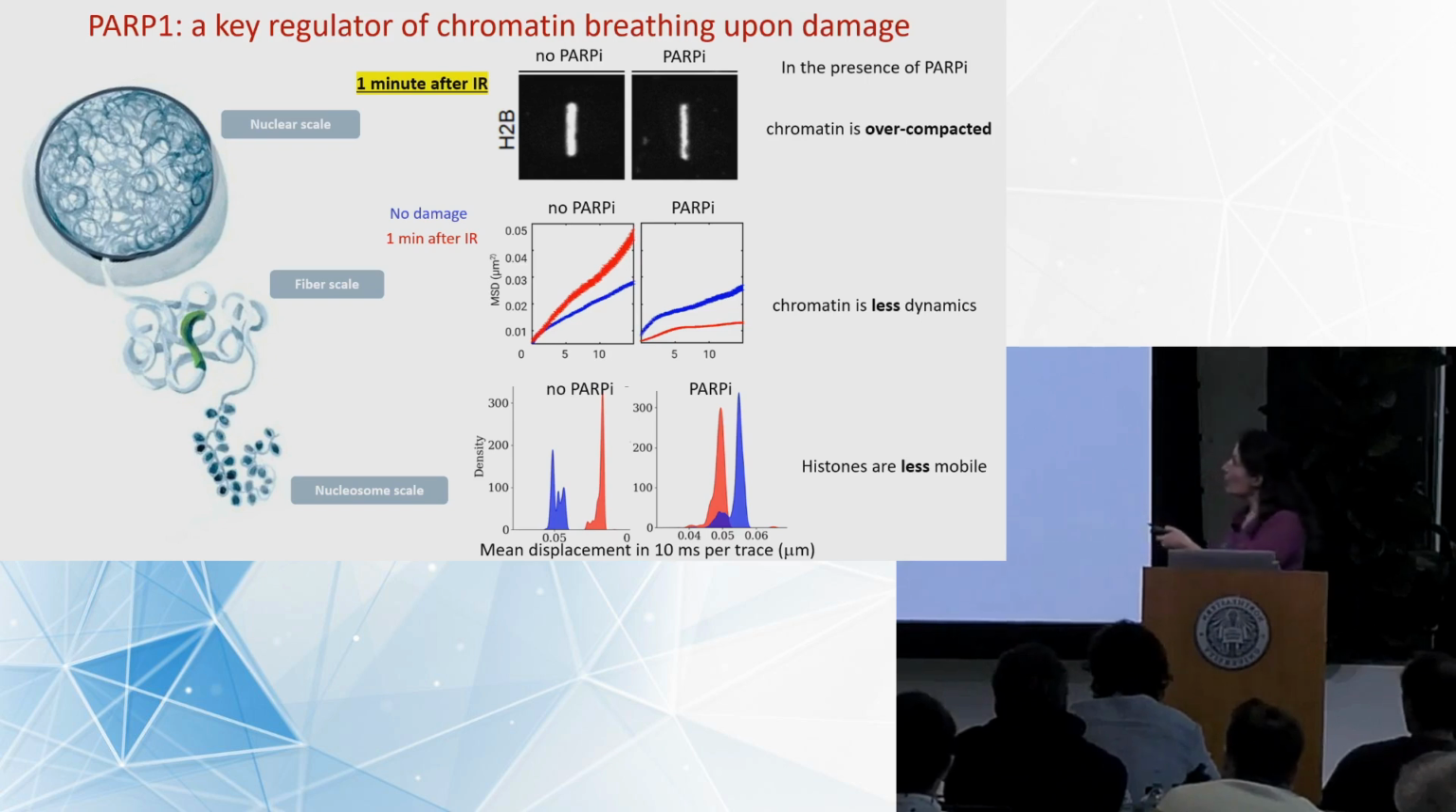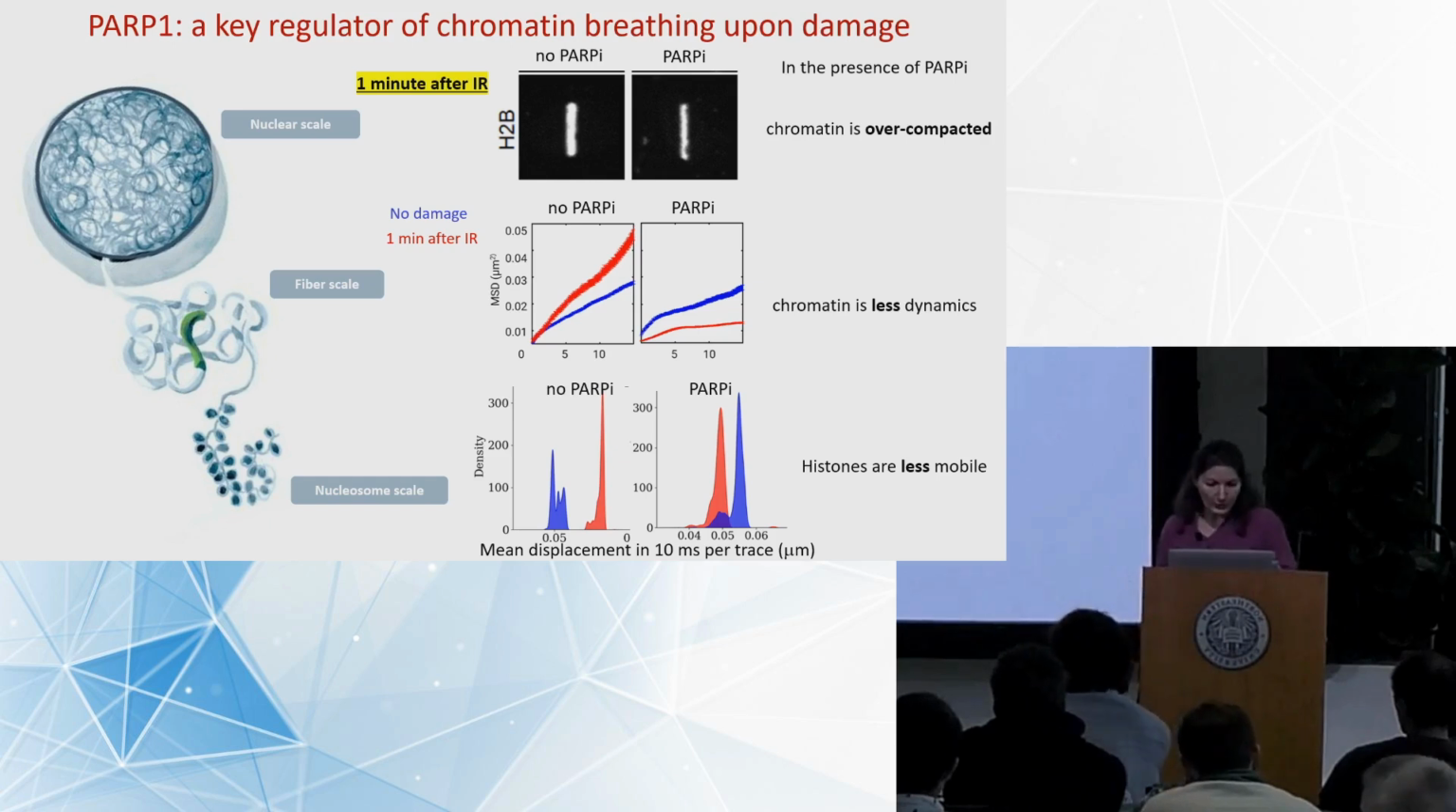Instead, we found that chromatin is overcompacted after PARP treatment, and at the scale of the LACO, the mobility is even decreased instead of being increased, as we have here in the control. And then to look at histone mobility, we plotted for each trajectory the mean distance covered in 10 milliseconds, in 1 delta t. When there is no PARP inhibitor, after 1 minute it's much more mobile, but when there is a PARP inhibitor, histones are much less mobile. So PARP1 is a key regulator of this chromatin breathing upon DNA damage.